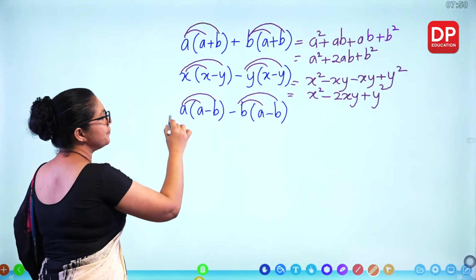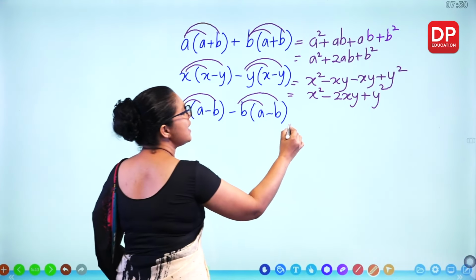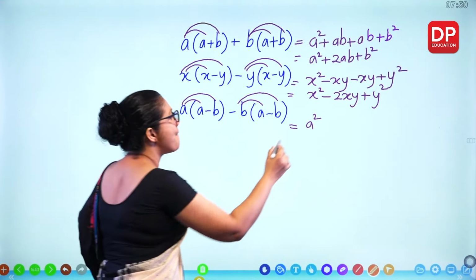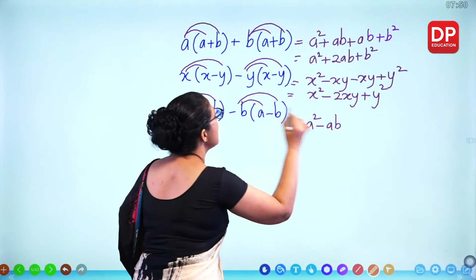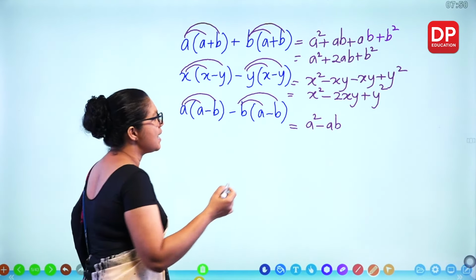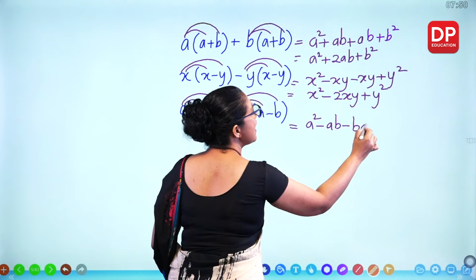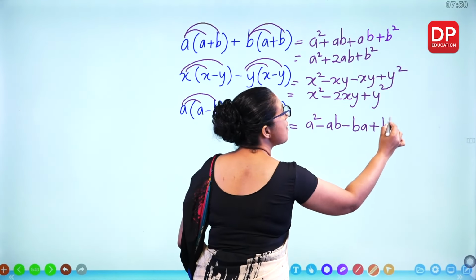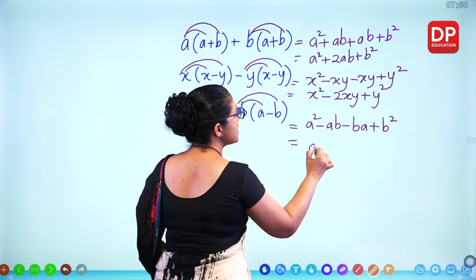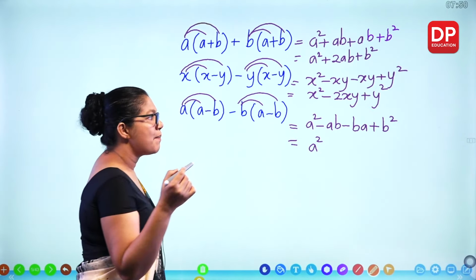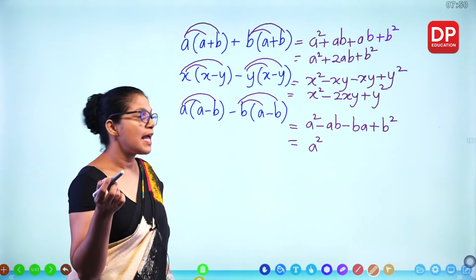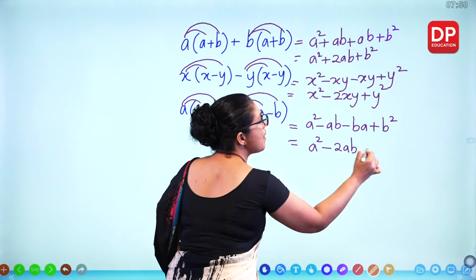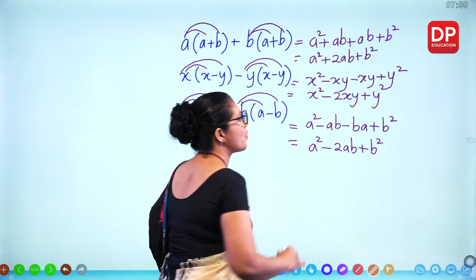What about this one? a times a, a squared. a times minus b, minus ab. Minus b times a, minus ba, minus b times minus b, plus b squared. So you get a squared minus ab minus ba, same term. So it becomes minus 2ab plus b squared.